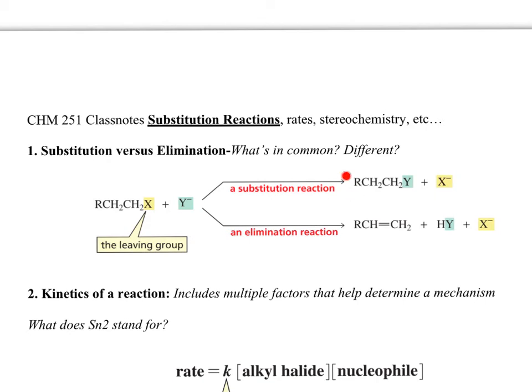So, two types of reactions. What's the same, what's different? Substitution reaction, we substitute the leaving group X for Y. In an elimination reaction, we still have a leaving group, but Y takes a hydrogen and makes a pi bond, but we still have the leaving group. We've seen this before, so substitution versus elimination. This idea about a leaving group, we just maybe didn't know it when we did acid-base chemistry.